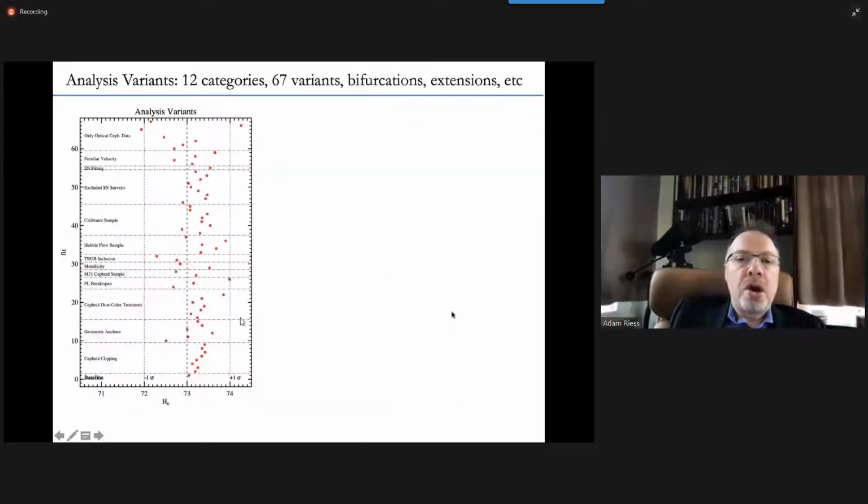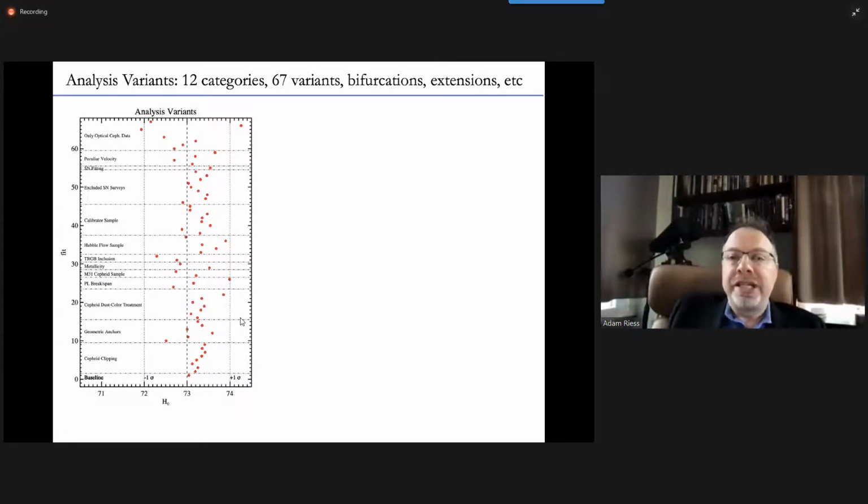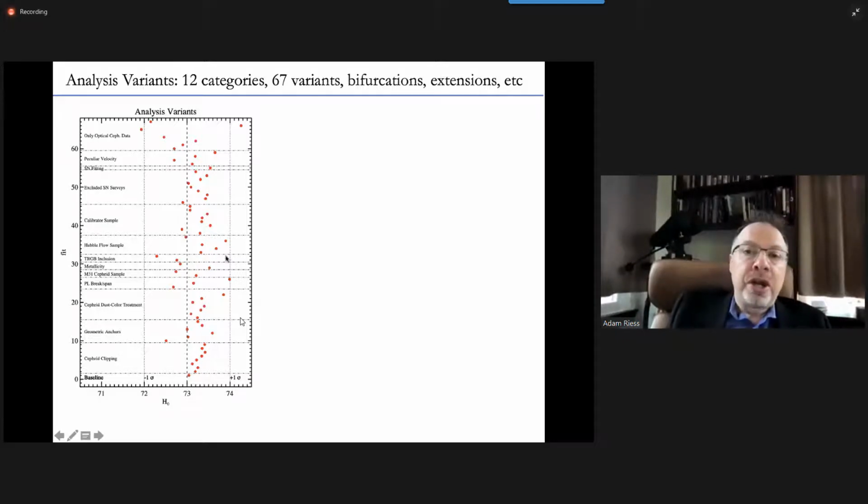Okay, so the heart of the paper really is going through all of these categories of variance and alternative analyses. We go through 12 categories, 67 variants. This is a plot from the paper showing the different values of the Hubble constant compared to the baseline. And so we vary how you reject outliers, how you use Cepheid colors to infer dust, the form of the period luminosity relation, which metallicity scale you use, or none at all. We also make use of TRGB distances in the paper. We spend a lot of time on this in the paper.